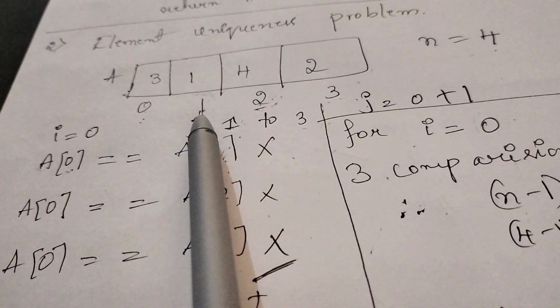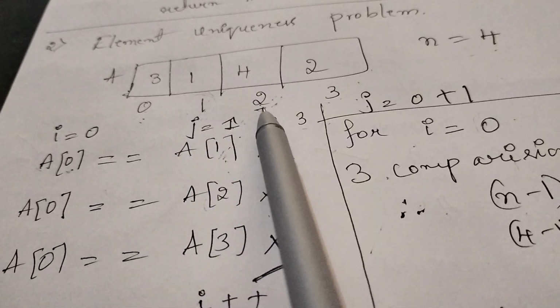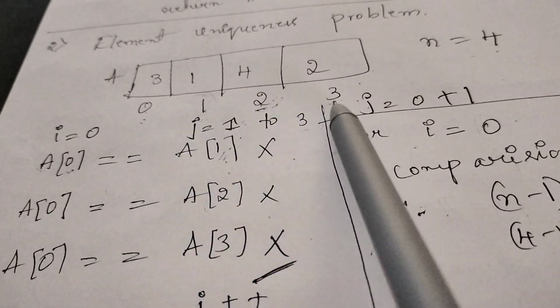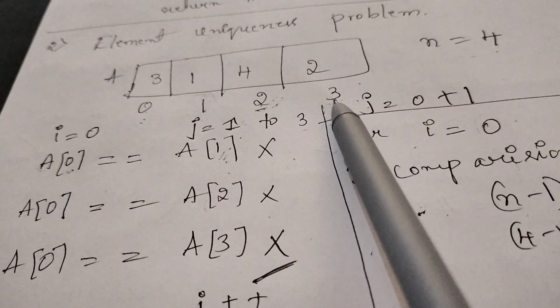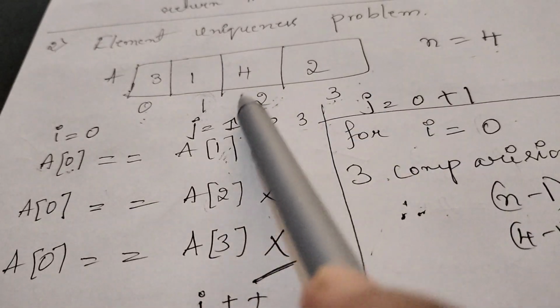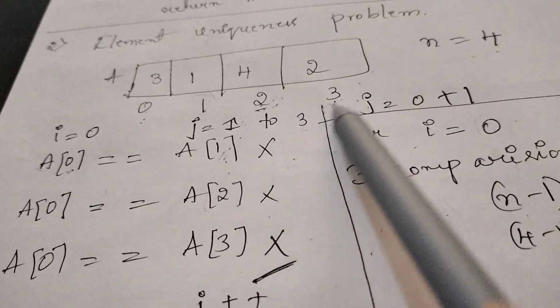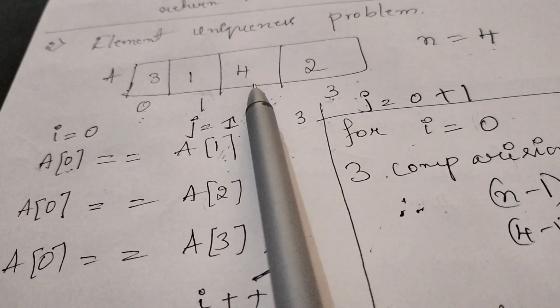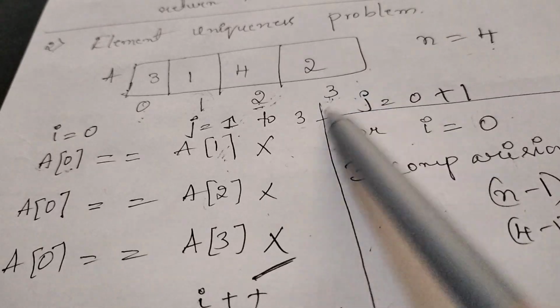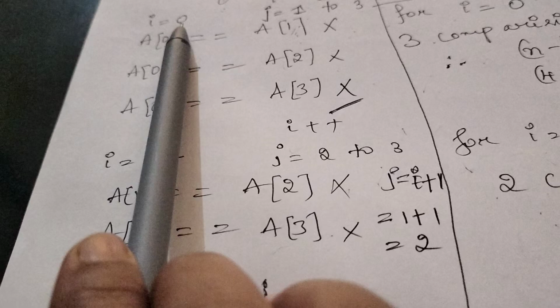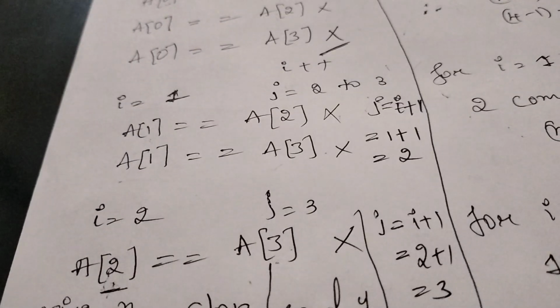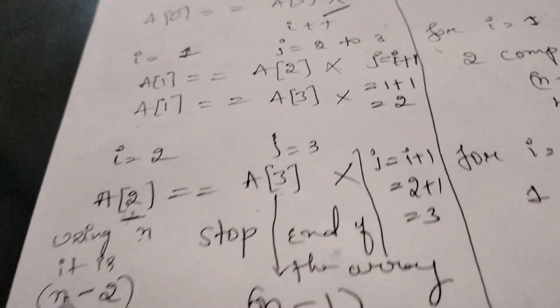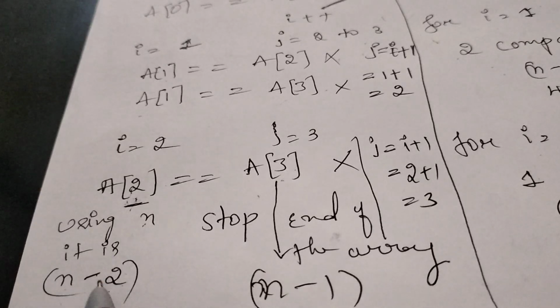In the second iteration, the I value has to start from 1. a of 1 will be compared with a of 2, and a of 1 will be compared with a of 3. And again I move the I value to point to this and the j value to point to this. Now I is pointing to this location and should be compared with this, so we have reached the end of the array. That's why the I loop runs from 0 and terminates at index value 2, which means you can take it as n minus 2.